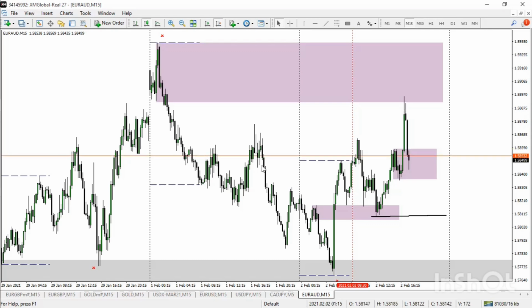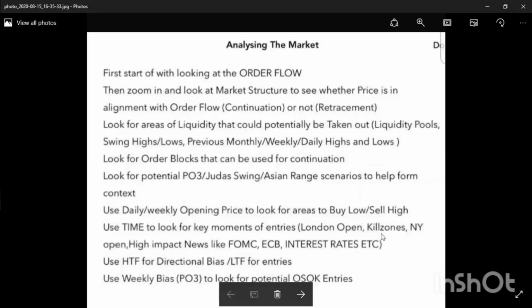Yeah, so that's how I would do this top down. That's the top down analysis. This is what you do in the morning. But once you get used to it, you won't even need to do this. I don't look at this anymore. But I do just in case I forget.